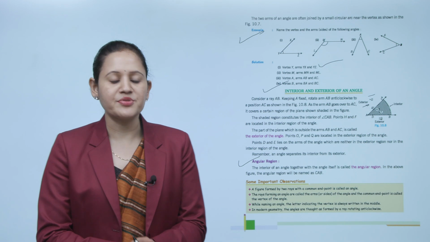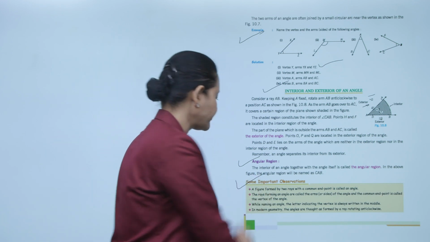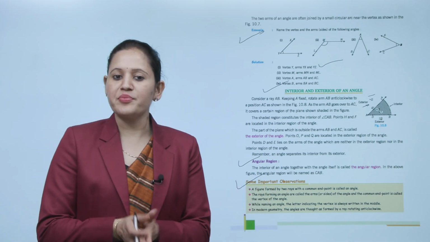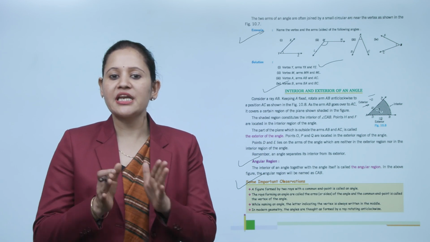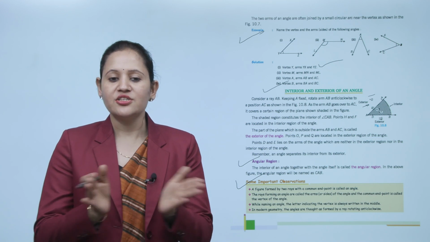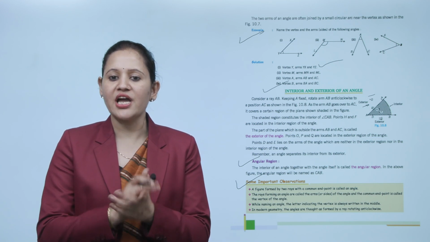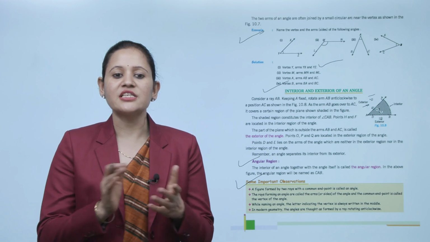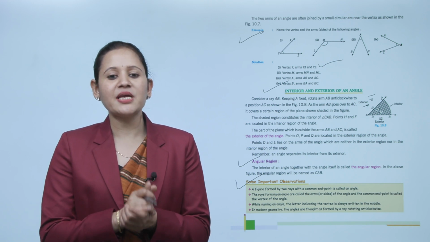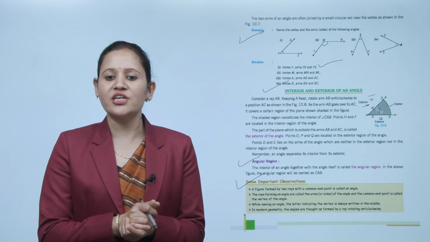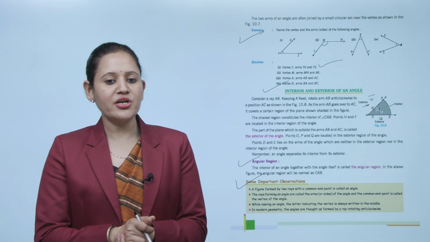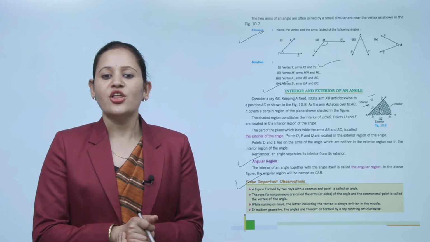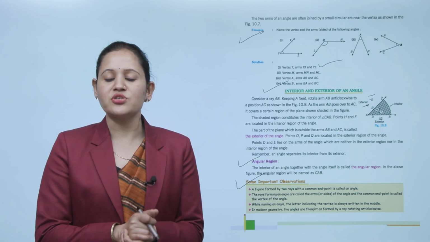Next is some important observations. A figure formed by two rays with the common endpoint is called an angle. The rays forming an angle are called the arms. The rays are called arms of the angle, and the common endpoint is called the vertex of the angle. While naming an angle, the letter indicating the vertex is always written in the middle. Vertex is always written in the middle. In modern geometry, the angles are thought of as formed by a ray rotating anti-clockwise.